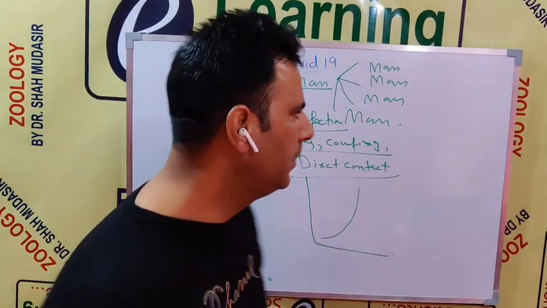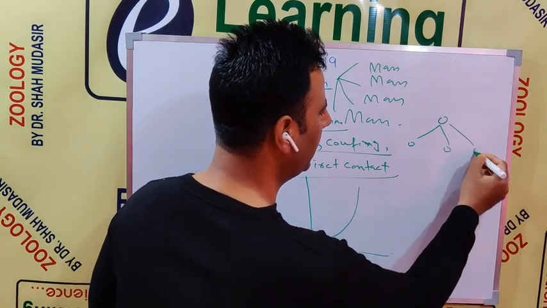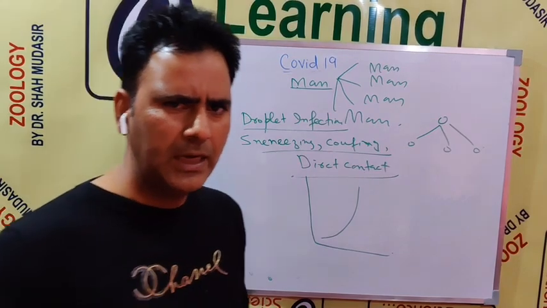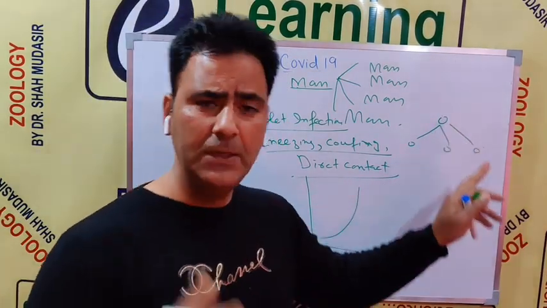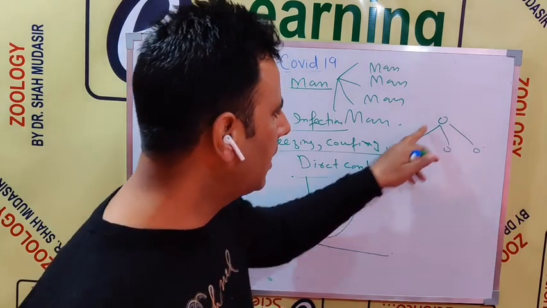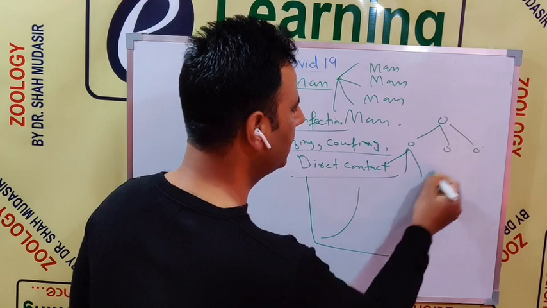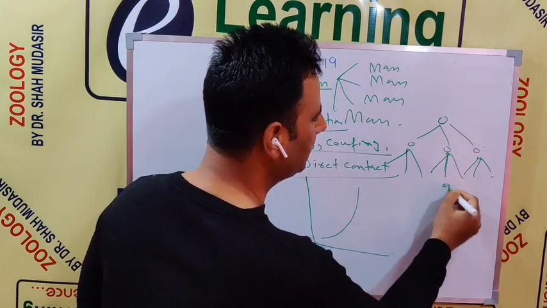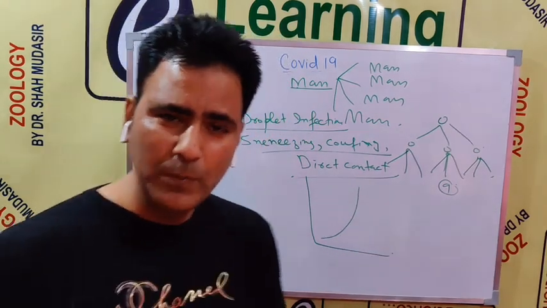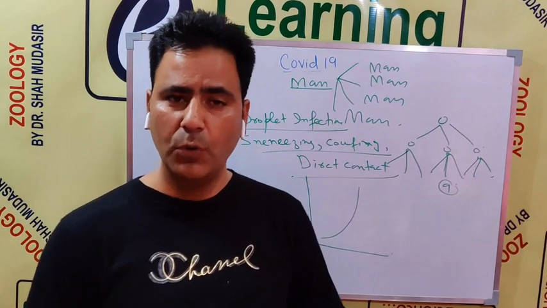this disease. For example, if the first person infects 3 persons, I can put it this way: a single infected person transmits the disease to 3 persons, and these 3 persons will transfer the disease to 9 persons, and these 9 to so many. So this is an exponential increase, which is making us more worried.